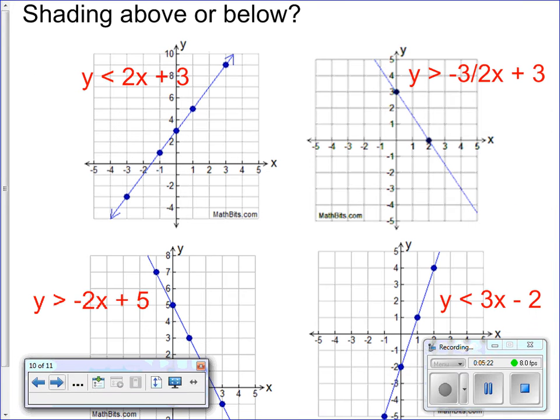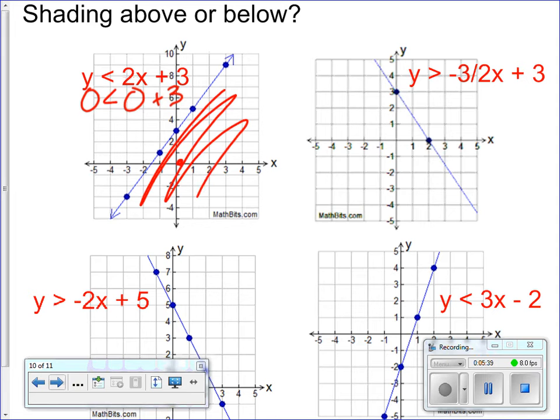All right, so let's look at these and just decide, shading above or below. So if I use this test point, 0, 0, and I plug in 0 for y and 0 for x, that says 0 is less than 3. Is 0 less than 3? Yes. Means my shading is down here.